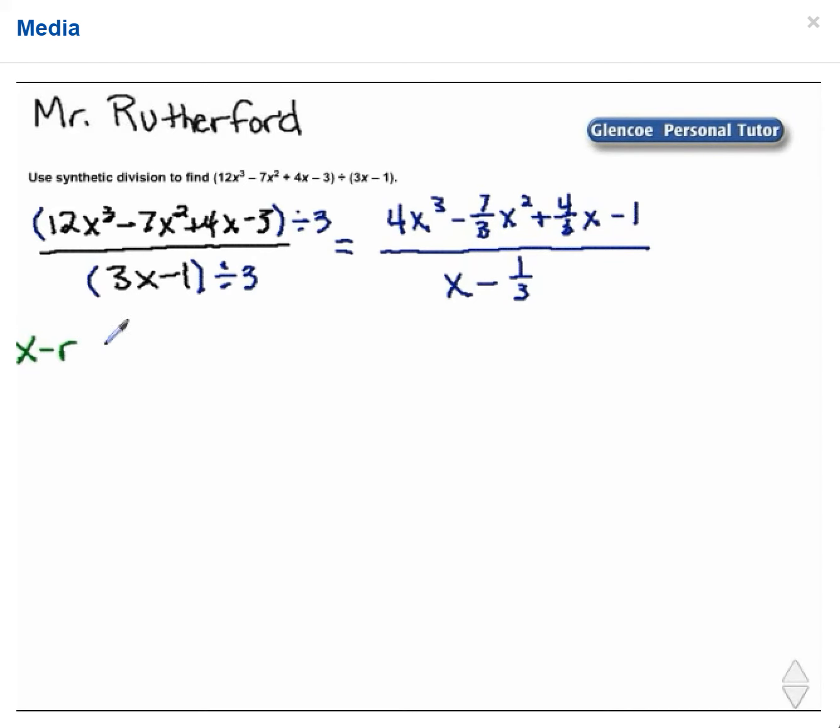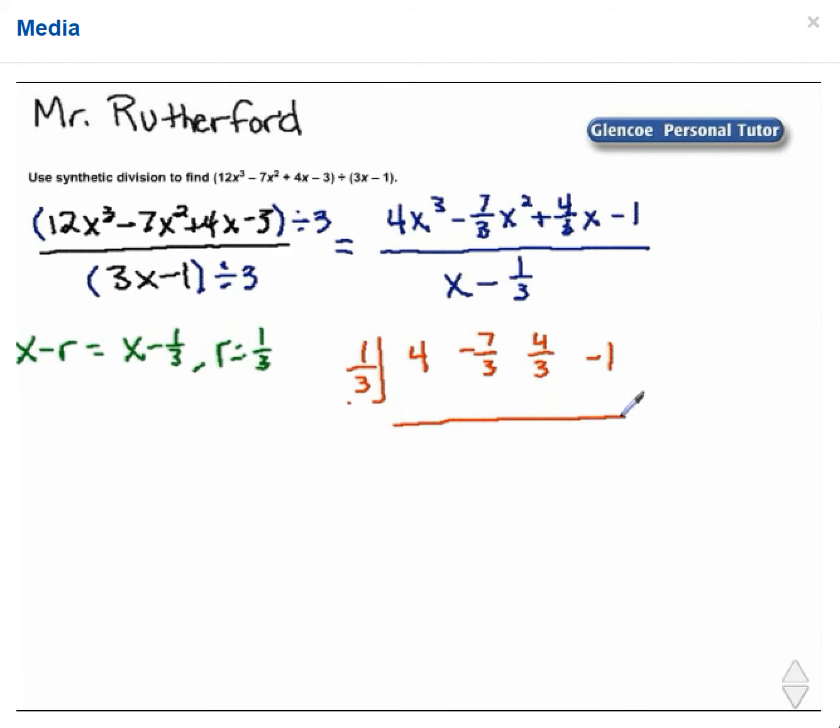One thing to remember is that x minus r, in this case, is the denominator, so we have x minus 1/3, so this means that r is equal to 1/3. So let's set this up using synthetic division. So we said we had our r, which is 1/3. Now I'm going to list the coefficients in the numerator and the constant. So we have 4, negative 7 thirds, 4 thirds, and negative 1.